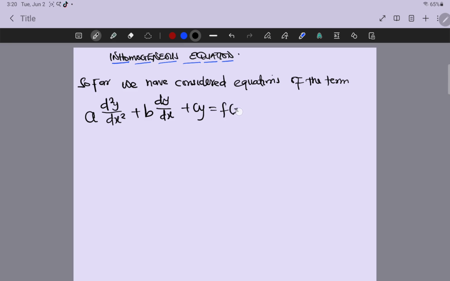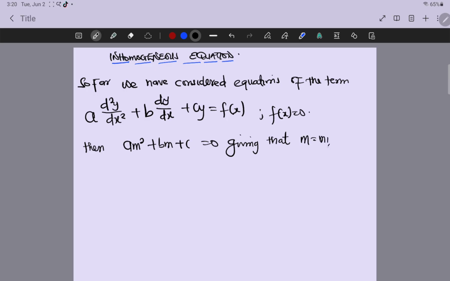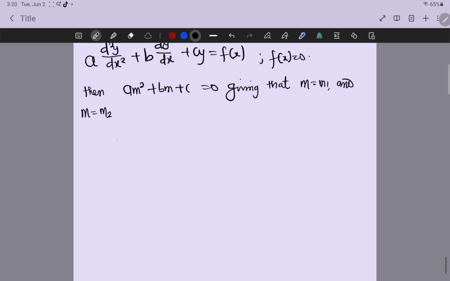Sorry about that. What did we say? We said that if f of x is equal to 0, then am squared plus bm plus c is equal to 0, given that m is equal to m1 and m is equal to m2 are the solutions. So this is the auxiliary equation here.